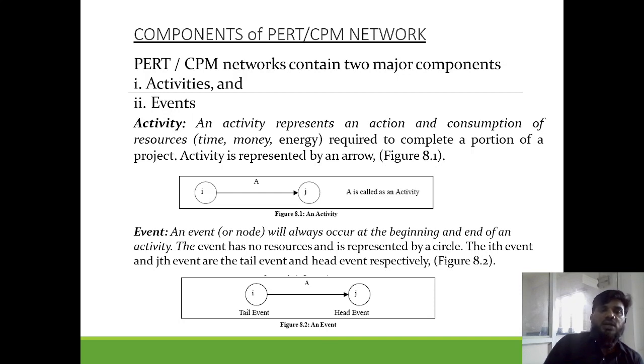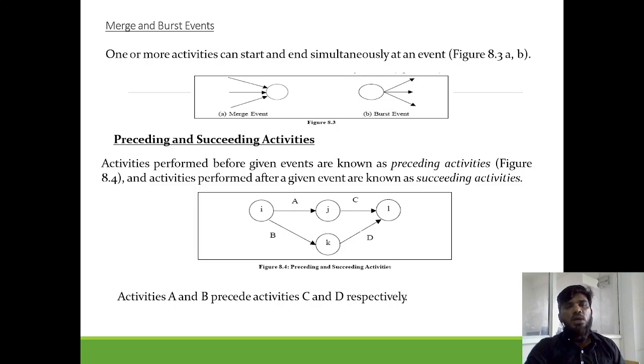Whereas the activity, how you are carrying it out, represents the action and consumption of resources. While doing some work, you need some kind of resources, either time, money, or energy. So to complete some amount of the project, that is called an activity. But event is nothing but the portion you have completed and the portion you are going to complete. The start and end do not require any kind of resources. It is just the node or the point which indicates that your project has been completed up to this point.